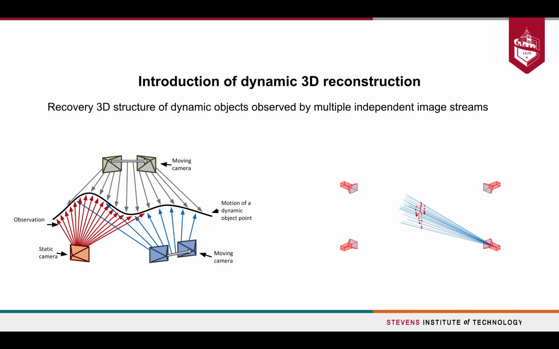This problem is trying to recover the 3D structure of dynamic objects which are observed by multiple independent image streams, which means the cameras are going to be unsynchronized, and basically each frame can only be observed by one camera, so you cannot use the usual triangulation way to reconstruct. Also, sometimes you don't know exactly the sequence information.